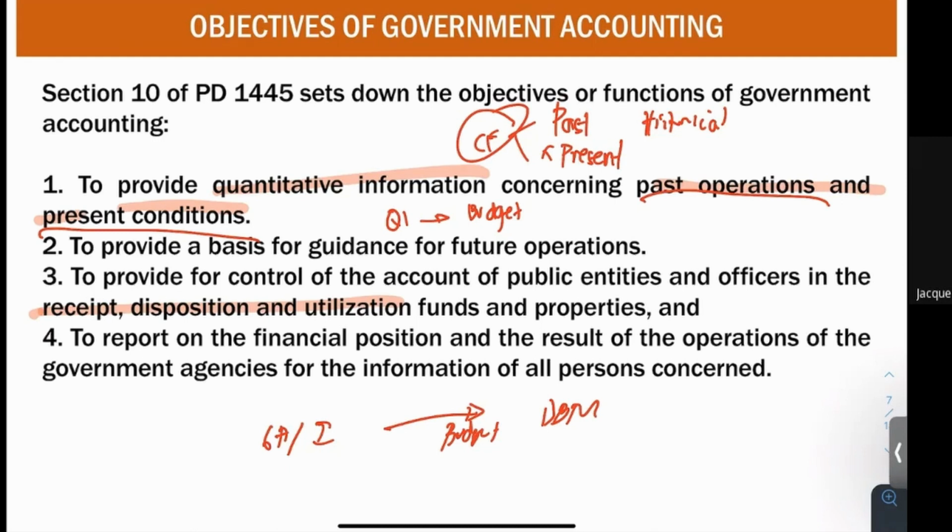Actually, this is quite the same as your commercial accounting. Why? Because whatever financial statements you know, these are the same financial statements in the government. We still have income statement, statement of financial position, or balance sheet. We still have those items. So still the same.